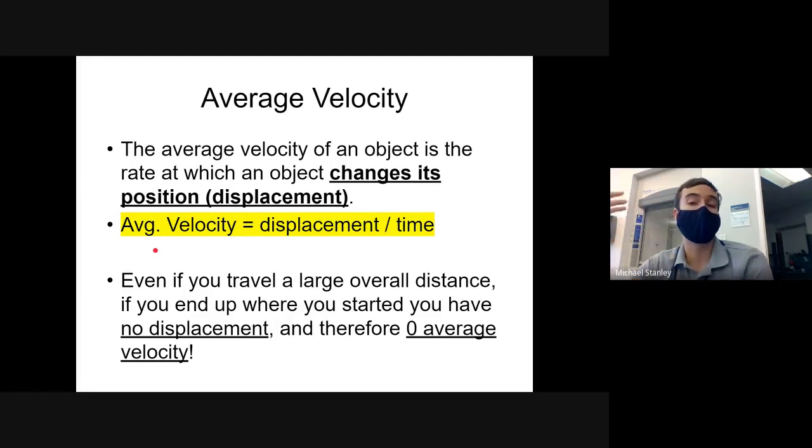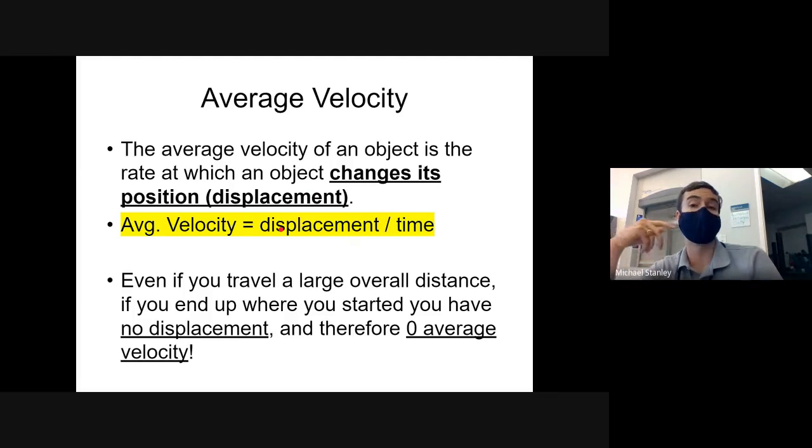So if you're calculating average speed, you just have to look at distance, how far something traveled. If you want to calculate velocity, you have to look at how far it traveled from its starting point. What is its total displacement?